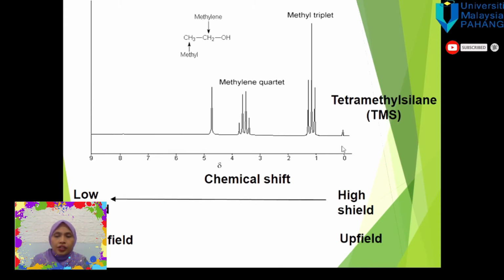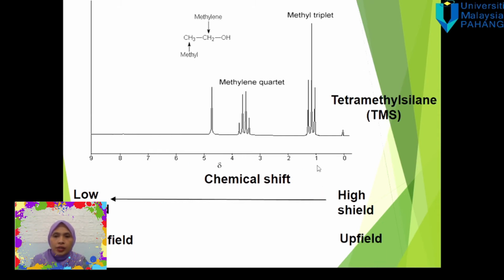And this side is called upfield, and this side we call downfield. Compared to other spectroscopy, where the lowest number is here and followed by the higher number on the right side. So that's the difference between the spectrum of NMR and other chromatogram or spectroscopy data.